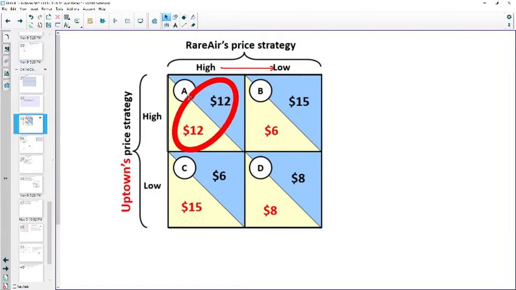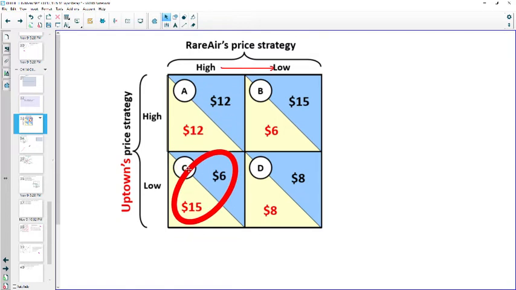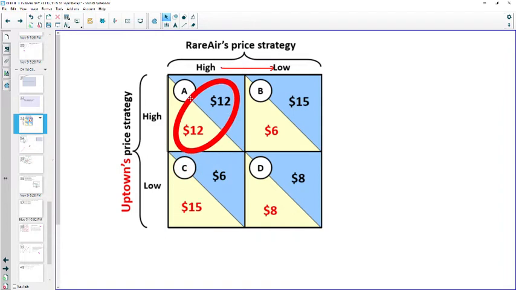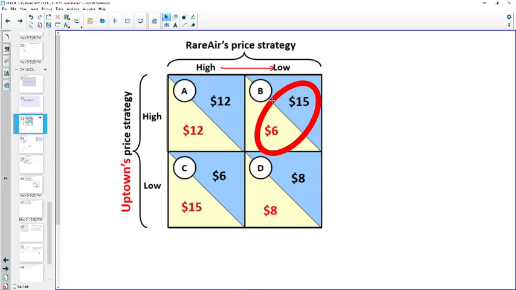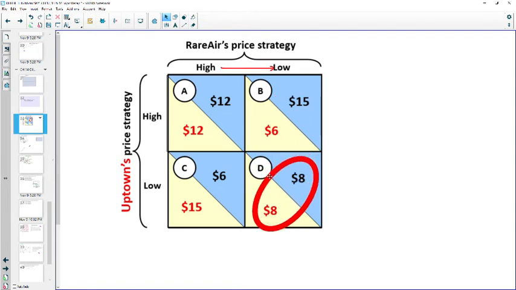But what happens if we start here and Uptown decides to cut prices a little bit? They're going to get 15, and Rare Air is going to get 6. If they're both charging high prices, they both have an incentive to lower prices to try and beat out the competition, which means we could end up here where both are earning less because they both cut prices to try and get more business.